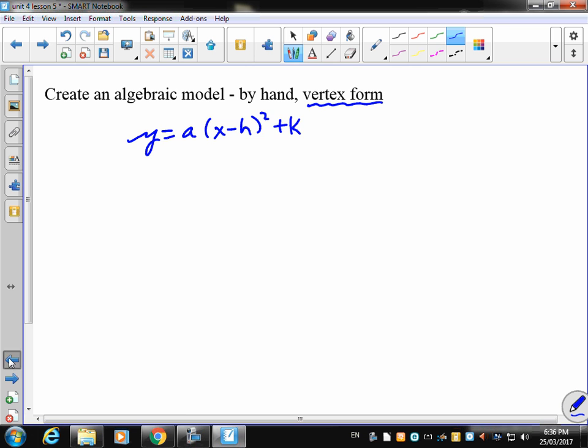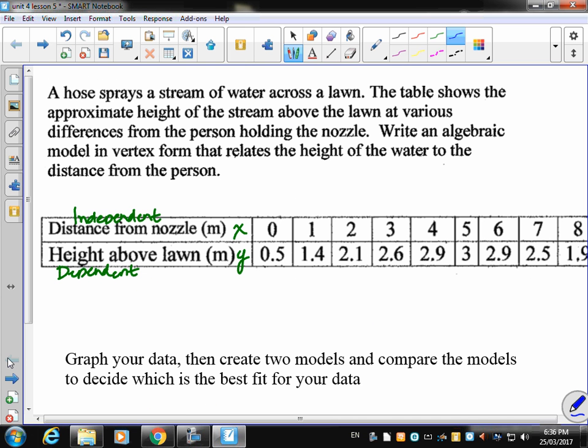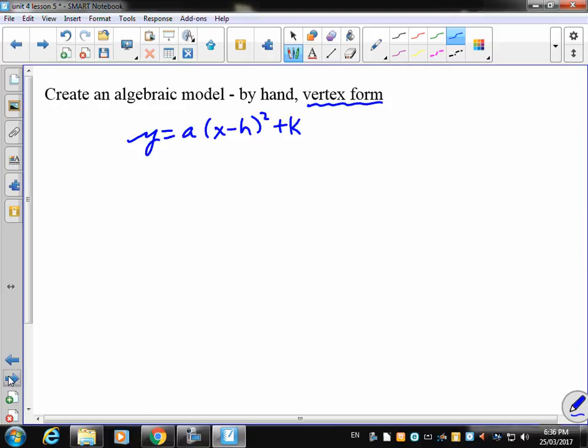So we are fairly convinced by the table that we have found the largest value, and it seems to be the vertex because it goes down to the same value both to the left and to the right, which is what a parabola normally does. So I'm fairly convinced that the point 5, 3 is my vertex. So h and k would give me that vertex, so I want x subtract 5 and plus 3 at the end. If I want to find that exact a value, I need to substitute a point.